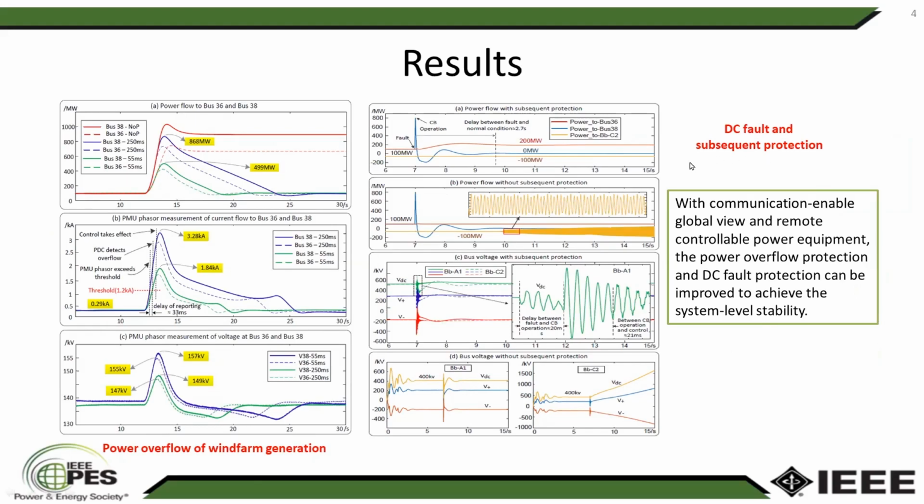With communication enabled, the global power system status could be obtained in real time. The emulation results show that the proposed communication-enabled global control schemes can improve the system stability compared to the traditional control schemes based on local status.